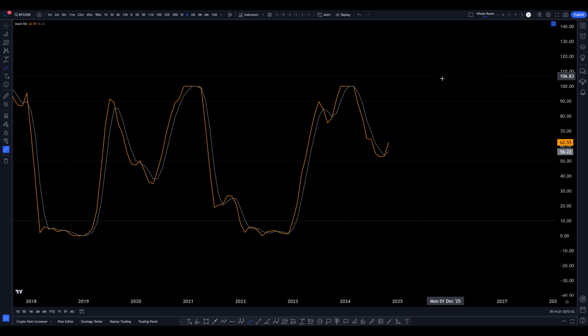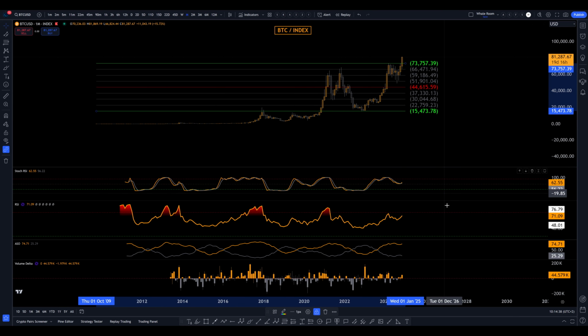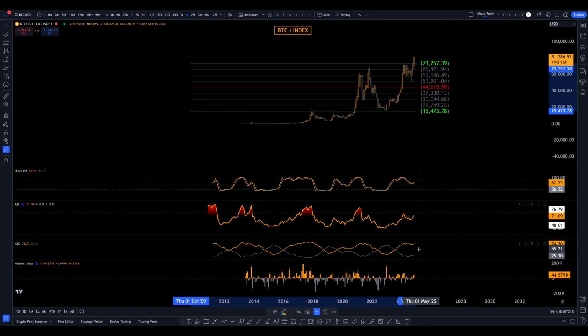So what next? Well, now we will wait for the stochastic RSI to come back to the extreme highs. It cannot go higher than 100, okay? That's the maximum. So we would like to see Bitcoin come up again as high as possible. Let's have a look at the other indicators. RSI turnaround as well, ASO as well, and the delta volume is picking up. It's telling me that new cash is coming into the market.